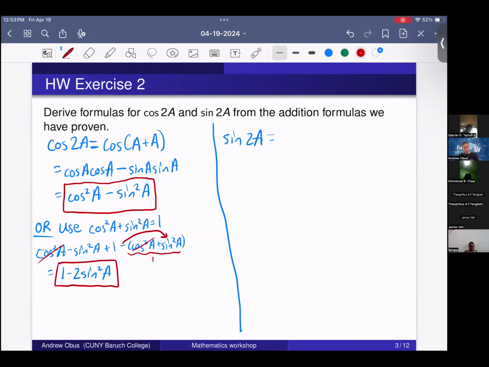So this is one formula. And what I think Gabriel had in mind, instead of adding 1 and then subtracting 1, well, we can do the same thing, but we can add cosine squared a plus sine squared a and then subtract 1.